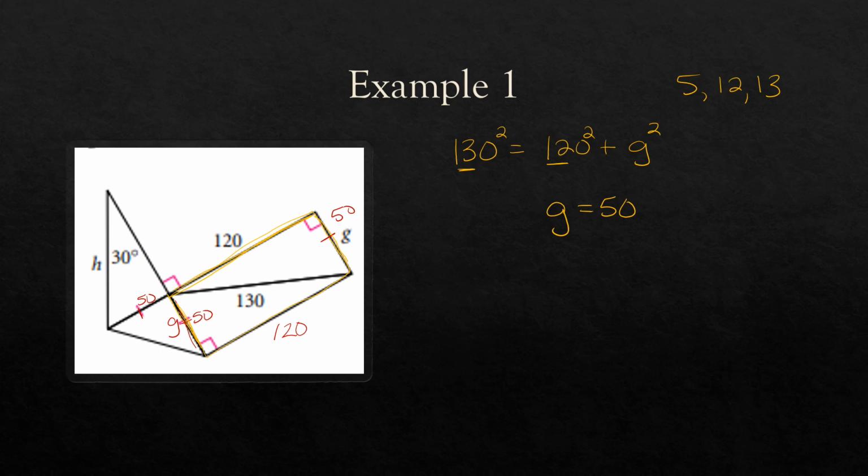And so to find H, I'm going to use this relationship of a 30, 60, 90 triangle. So this would be 60. If my short leg is 50, what is my hypotenuse? Well, my hypotenuse is twice the short leg, so my hypotenuse is 100. And I did that one fast because I recognize it as a 30, 60, 90 triangle.